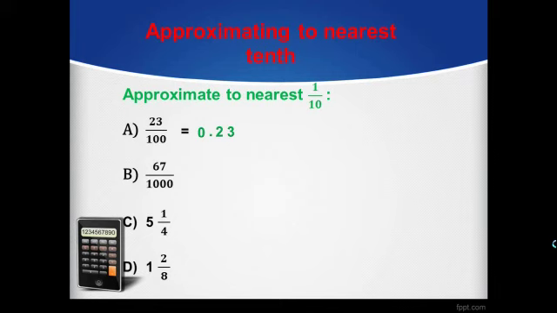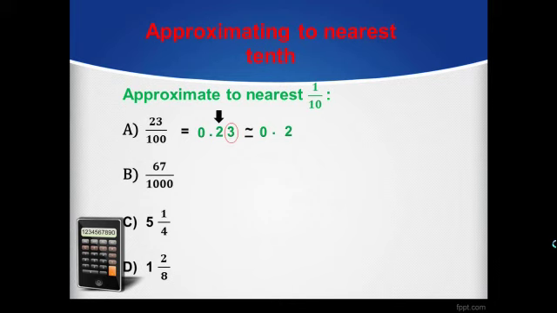approximate to the nearest 10th. Our 10th digit is 2. We will keep the numbers before it same as it is, and our decimal point will be the same also. Then we will look at the hundredths digit, which is 3, a weak number, which will do nothing to our tenths, so 2 will be the same. And all numbers after the 10th digit will be cancelled out.